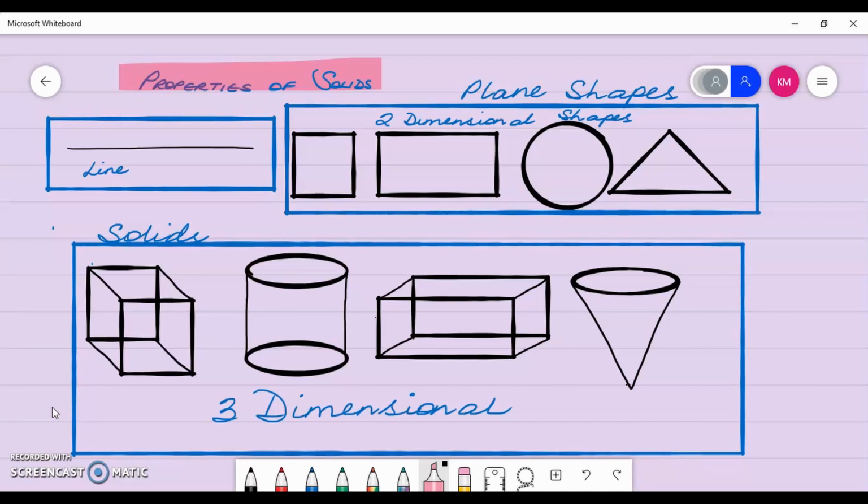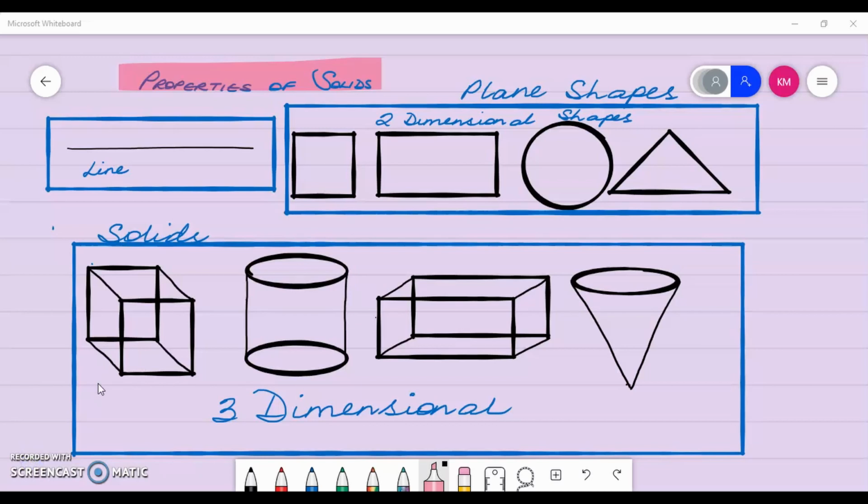In this session, we will be looking at properties of solids. On the screen, you can see three categories: lines, plane shapes, and solids. Let's have a look at each. A line has length only and is one-dimensional, while plane shapes have length and breadth, and they are therefore two-dimensional. Solids, however, differ from lines and plane shapes in that they are three-dimensional, having length, breadth, and height.